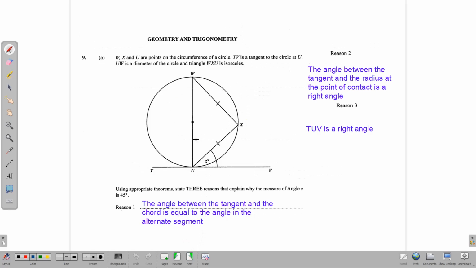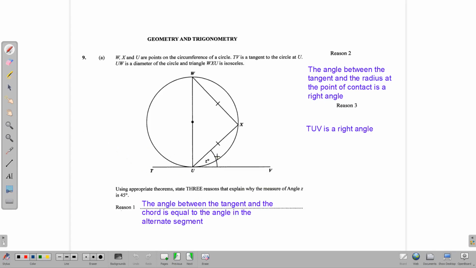We have a circle theorem diagram with an angle Z marked. Notice that we have a tangent, a chord, and a diameter. It says W, X, and U are points on the circumference of a circle. TV is a tangent to the circle at U. UW is a diameter. And we're asked to state three reasons that explain why angle Z is 45 degrees.